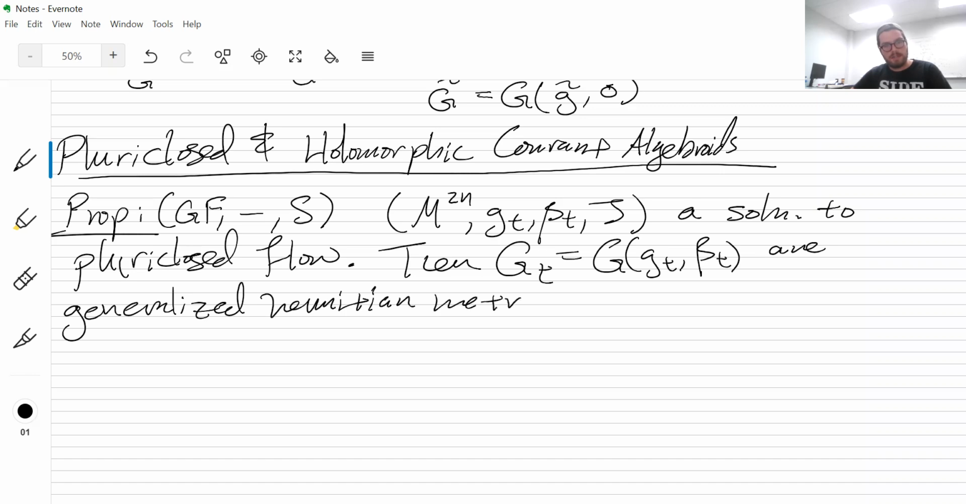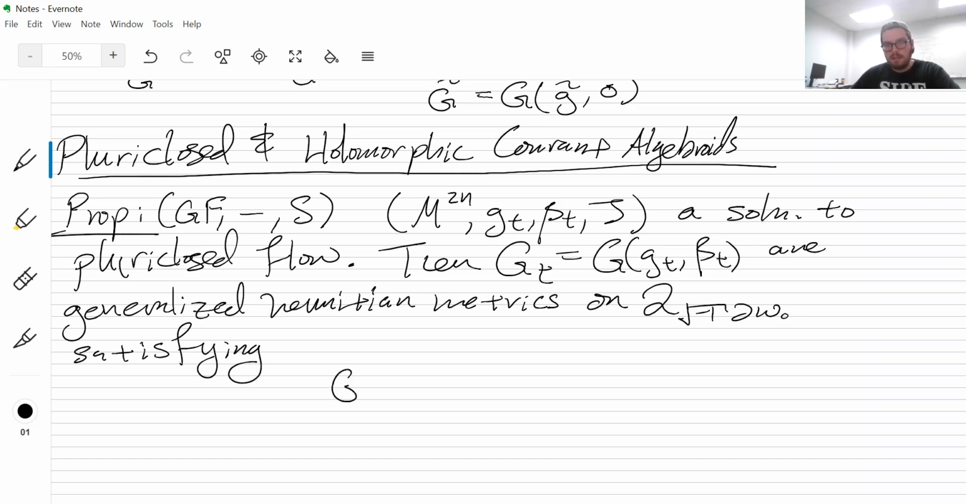Hermitian metrics on a holomorphic Courant algebroid, right? All on the same omega naught holomorphic Courant algebroid, satisfying G inverse dg dt. So let me keep my t's on here for now. Minus s gt gt.